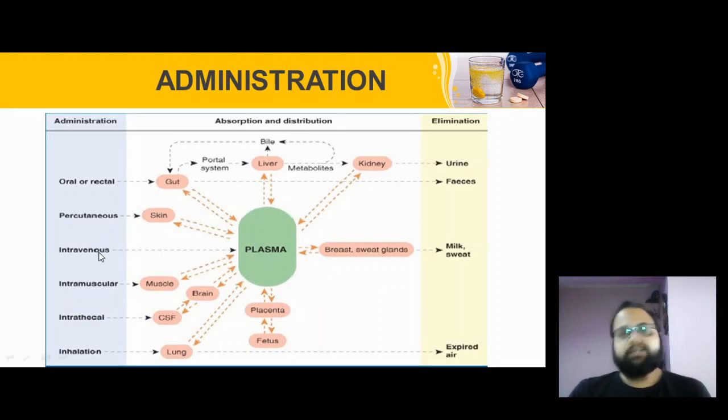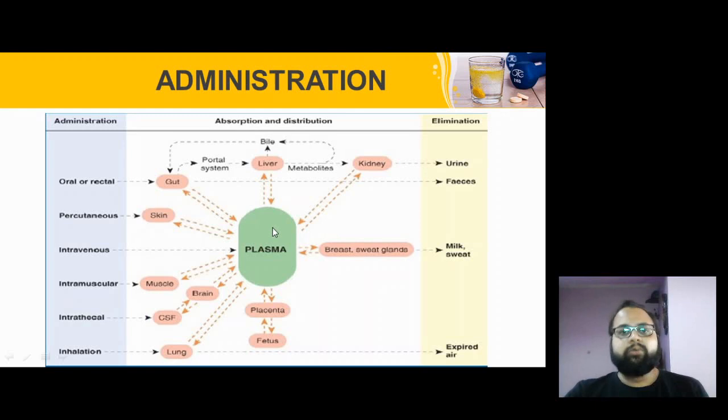Intravenous is the only exception, where the drug is injected directly into your blood. That is also the reason why injections given inside your blood vessel or vein act very quickly, because they are directly injected. The other routes have to go through a lot of passageway and then enter. So the time taken for oral, percutaneous, intramuscular and intrathecal drugs to act is a lot, but with intravenous it happens very fast because it is direct.